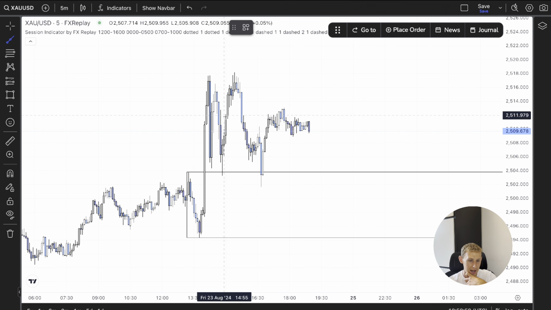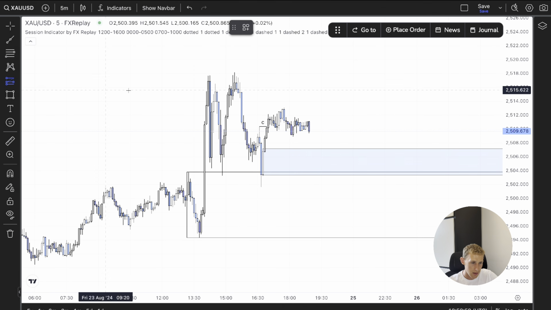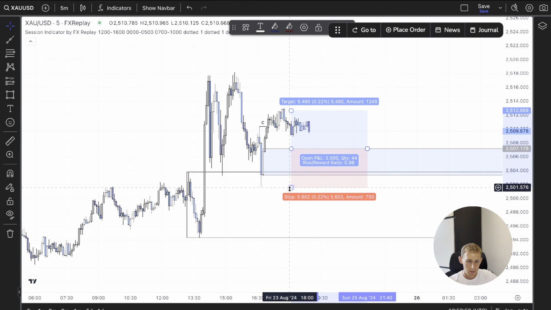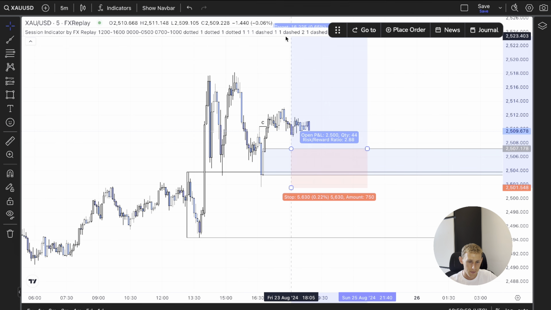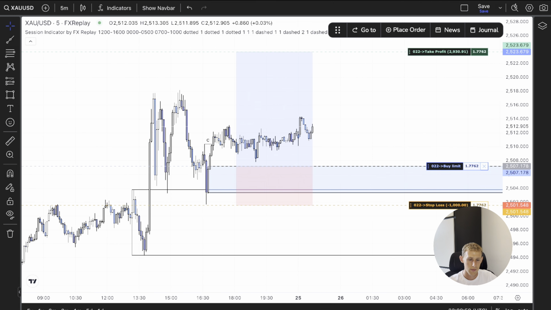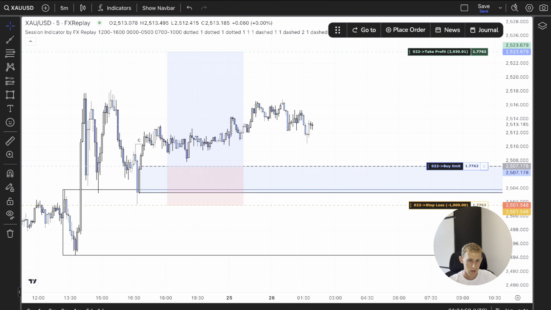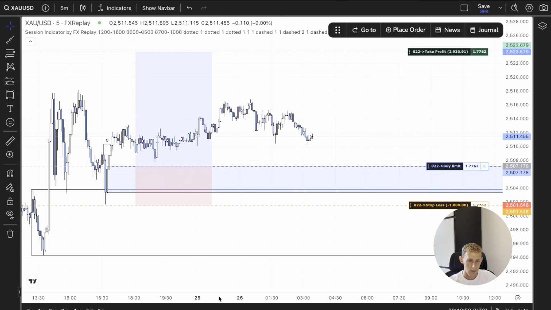Yeah, so this would be valid actually. You can see we've got change of character here. We've got this area of imbalanced demand. Got some liquidity above it. Liquidity has been taken out to the left. So I'm going to enter here, stops slightly below, and 1 to 3 TP. Let's see how it goes. Looks like it's missed us. Limit is still valid until this high gets broken.